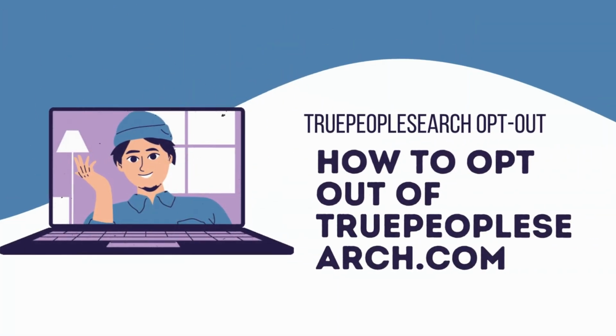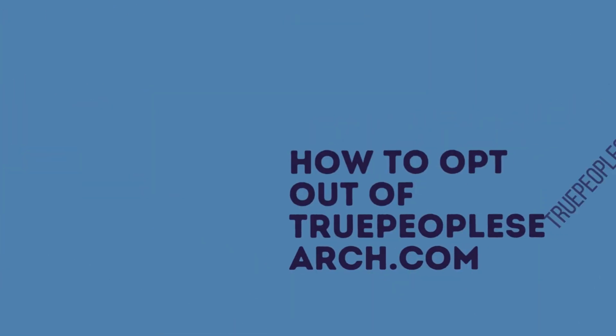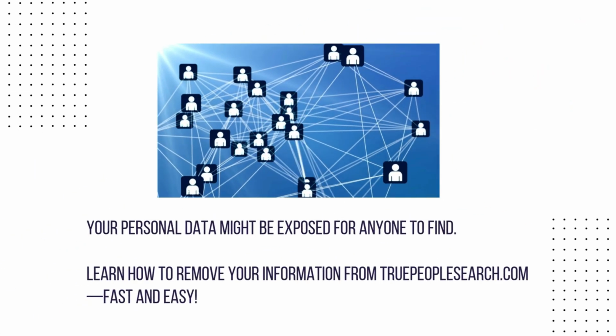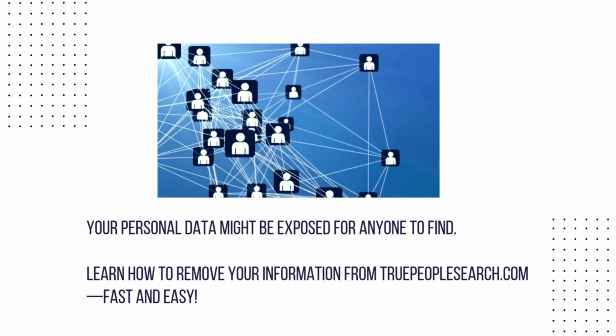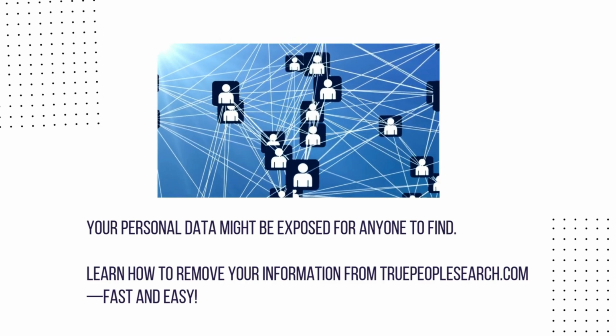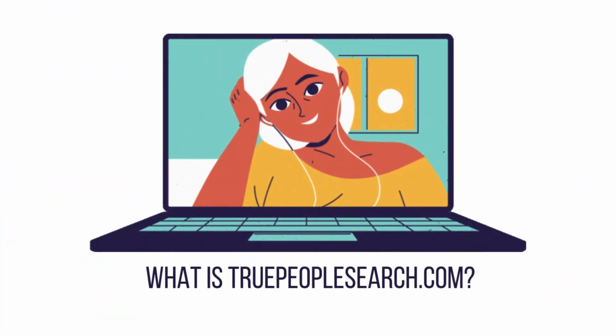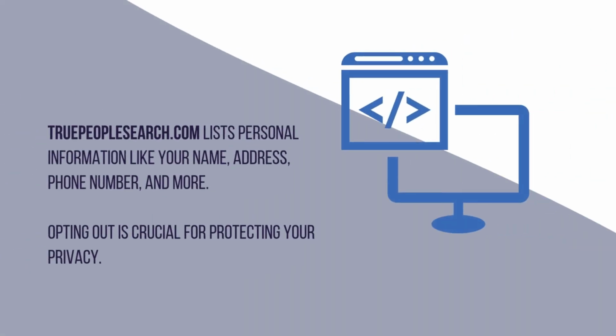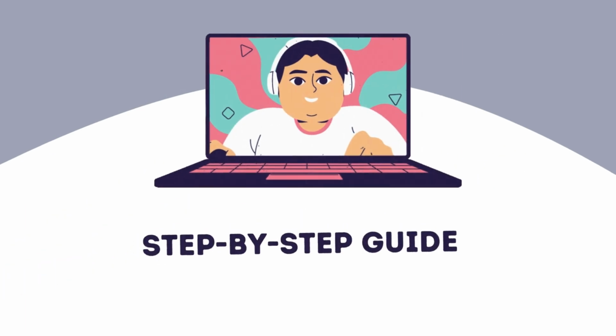Your personal data might be exposed for anyone to find. Learn how to remove your information from TruePeopleSearch.com. Fast and easy. TruePeopleSearch.com lists personal information like your name, address, phone number, and more. Opting out is crucial for protecting your privacy. This guide will walk you through the opt-out process step by step.